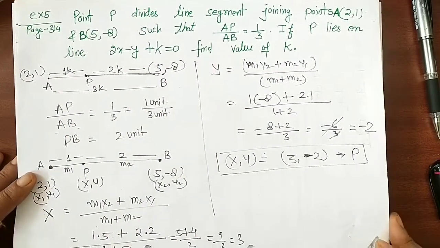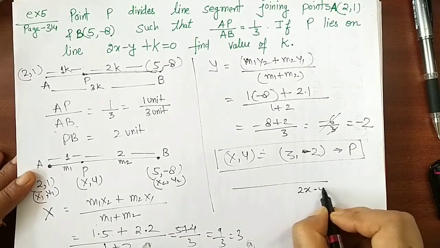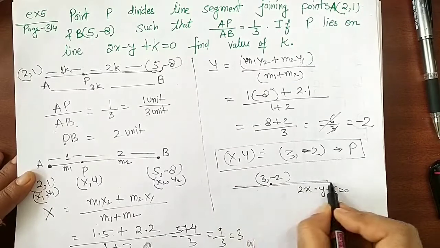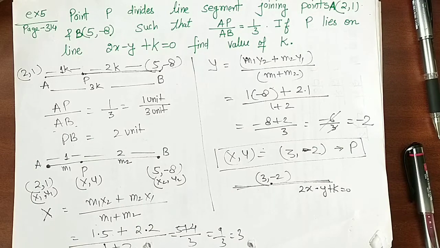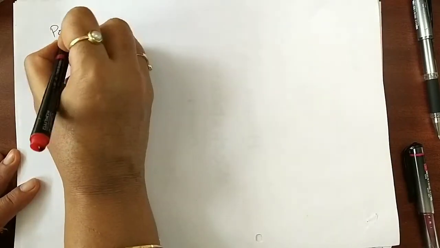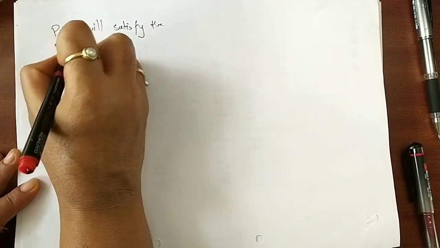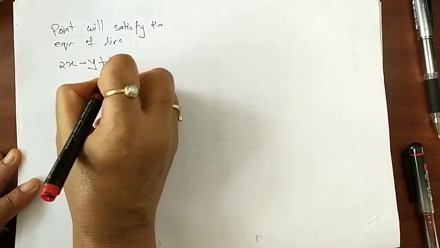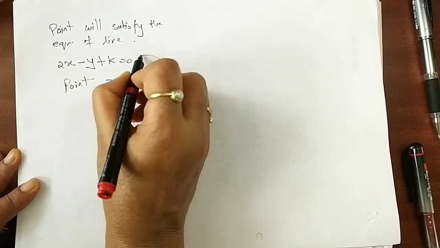So remember, guys, if any point lies on some line, say 2x minus y plus k, it has to satisfy the equation. Write it down, you should know: a point will satisfy the equation of the line. Okay, so what is the equation of the line? This, correct? And the point that we found is 3 comma minus 2. So this should satisfy this equation.